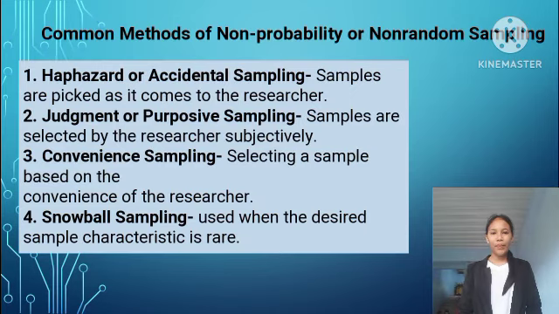Common methods of non-probability or non-random sampling. First is haphazard or accidental sampling. Samples are picked as they come to the researcher. Second is judgment or purposive sampling. The samples are selected by the researcher subjectively. Third is convenience sampling, selecting a sample based on the convenience of the researcher or using data from population members that are readily available. Last is snowball sampling, a special non-probability method used when the desired sample characteristic is rare.